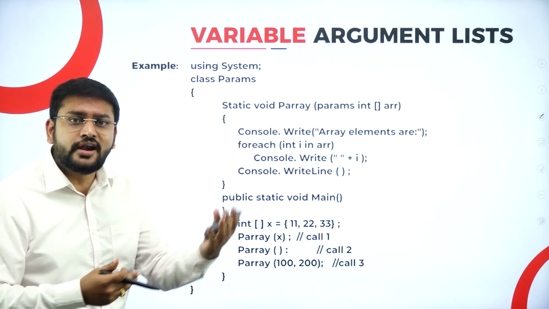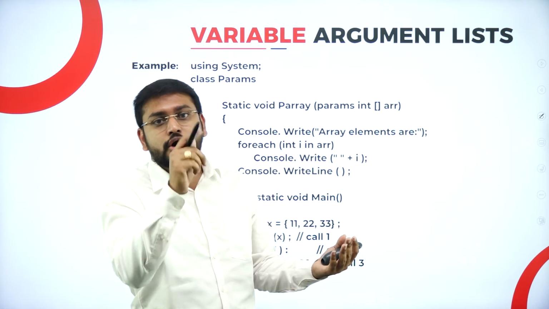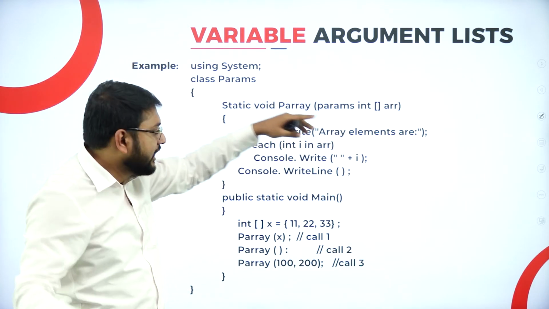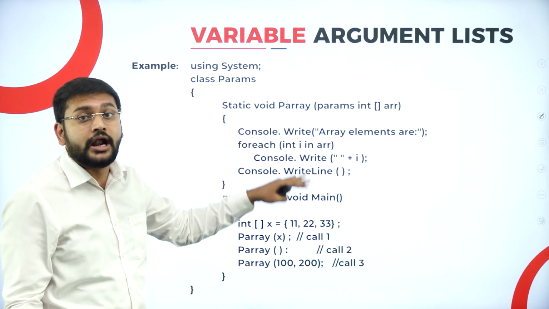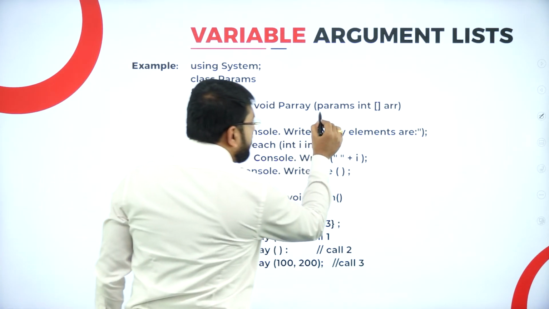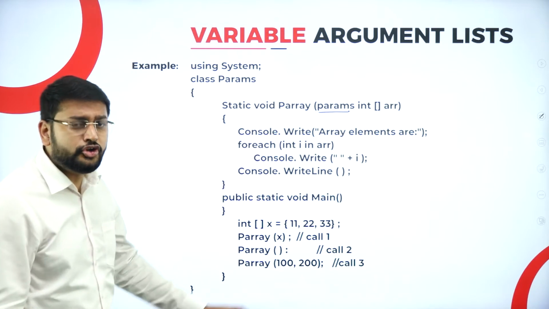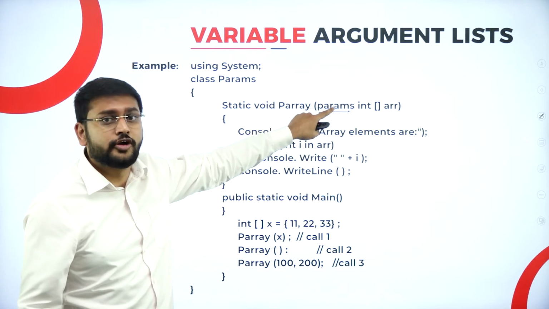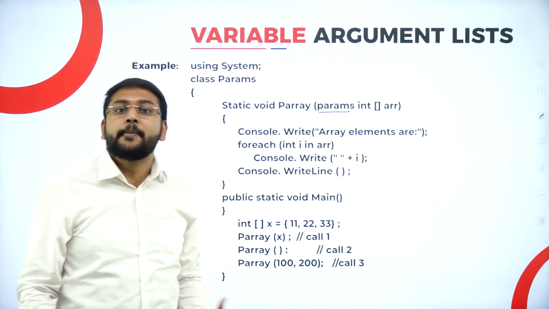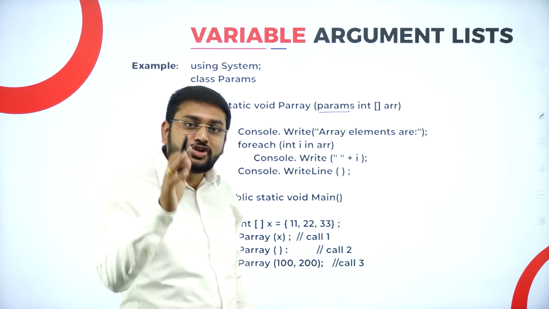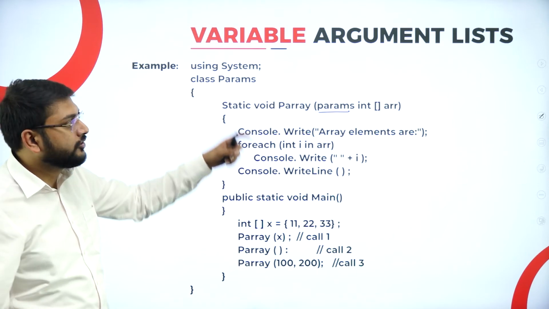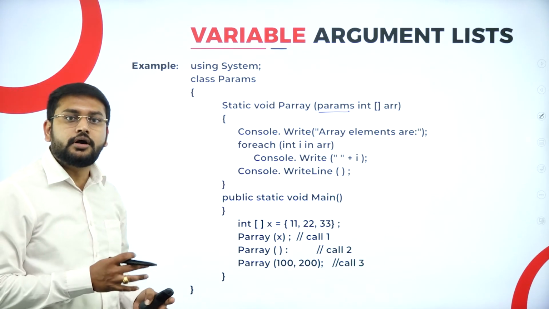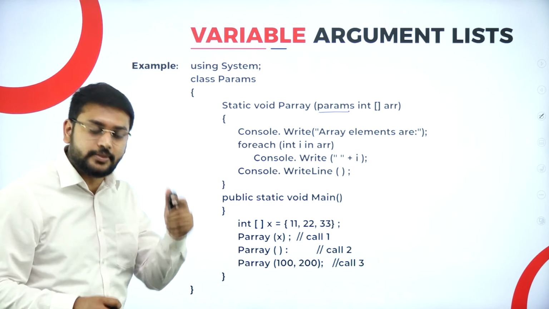Array in the sense what? An array is a collection of multiple elements, not one value. Now I'm trying to pass the entire array as a parameter to this function. How do I do that? You have to use a keyword called params before your array, so you have to mention the keyword params to take the parameter as an array. That is what you need to remember with respect to the variable argument list. So with this, I think you got a fair idea about how do I pass the array as a parameter.